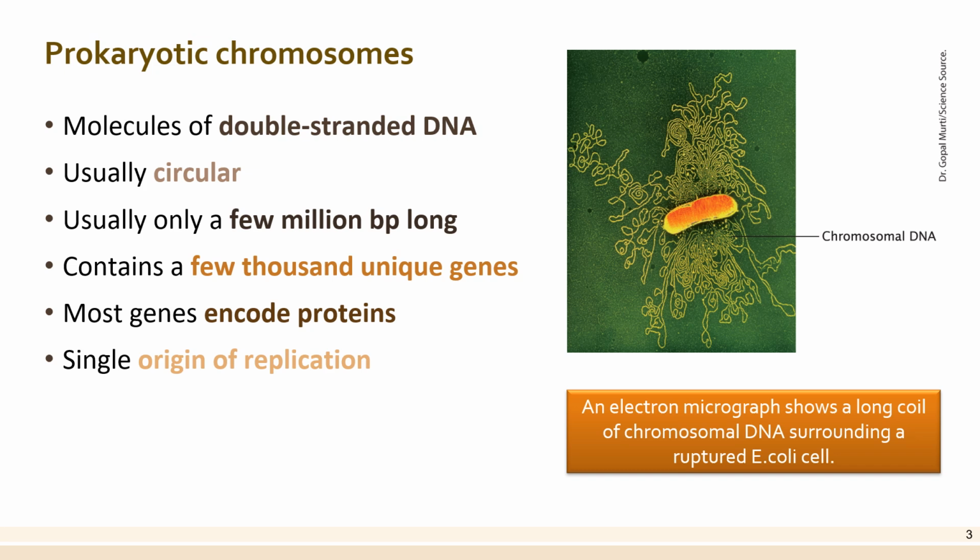Our prokaryotic chromosomes are double-stranded DNA, just like all of the other organisms on Earth. As I mentioned a minute ago, they are usually circular, and they're usually only a few million base pairs long, so they're relatively small genomes compared to eukaryotic cells that tend to have far more genes and a lot more chromosomes. They usually only contain a few thousand unique genes. Some have less than that, some have a little bit more depending on their size and their metabolic properties, but they're never going to have too many.